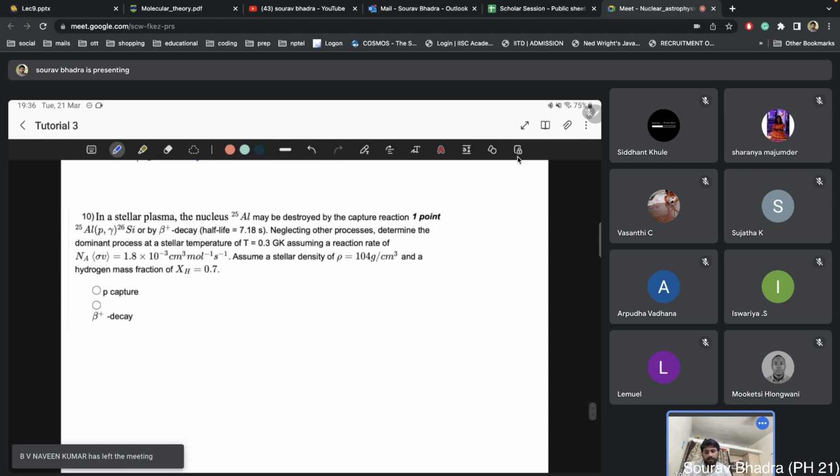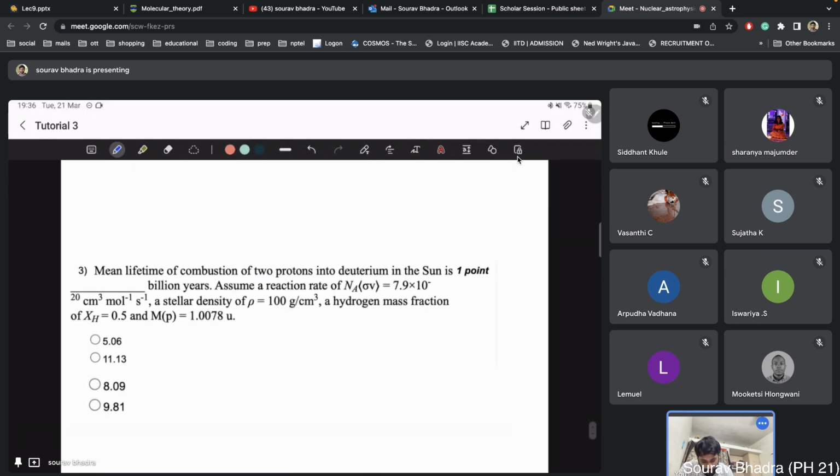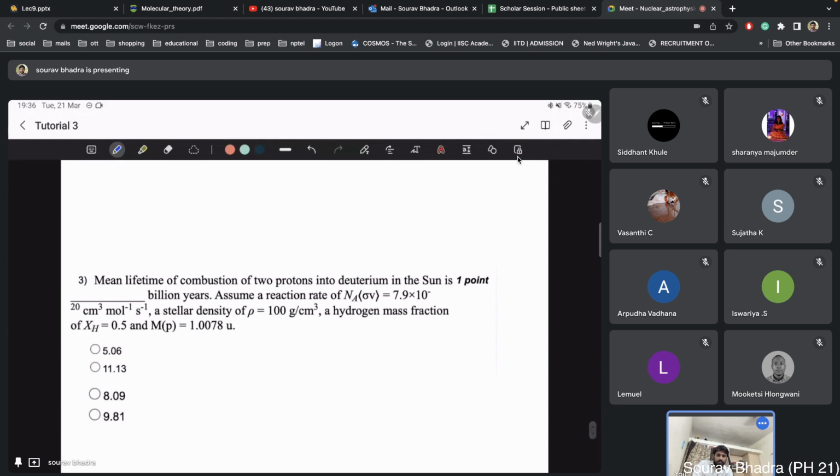So this one is about stellar plasma. Oh, it is a theoretical question. Sir has already done it in his calculations, so you can see that. Let me tell you very briefly: these three questions, 10, 11 and 12, are there only, and it will not take much time.